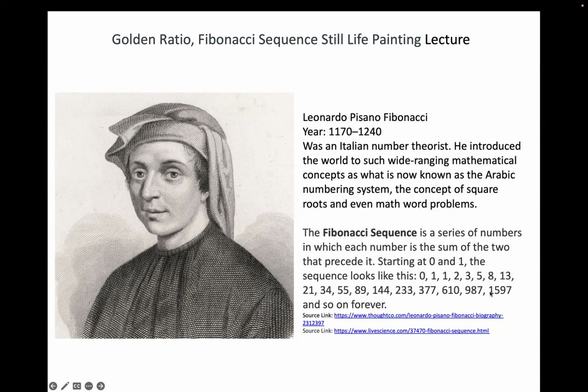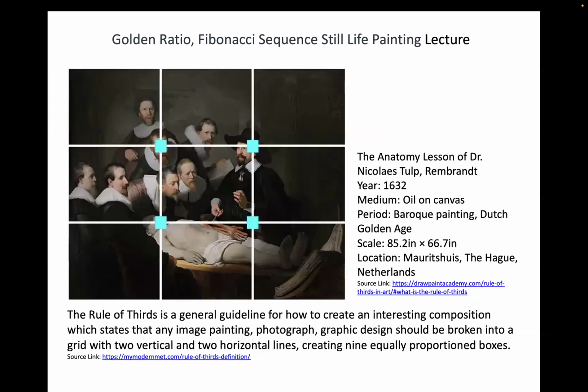On and on forever. Now, I want us to think about this concept, but also how we apply it in the context of our actual still life painting. Let's talk a little bit about the rule of thirds. The rule of thirds is a general guideline for creating an interesting composition, which states that any image, painting, photograph, or graphic design should be broken into a grid with 2 vertical and 2 horizontal lines, creating 9 equally proportioned boxes. This is really interesting when you think about it in terms of the golden ratio.